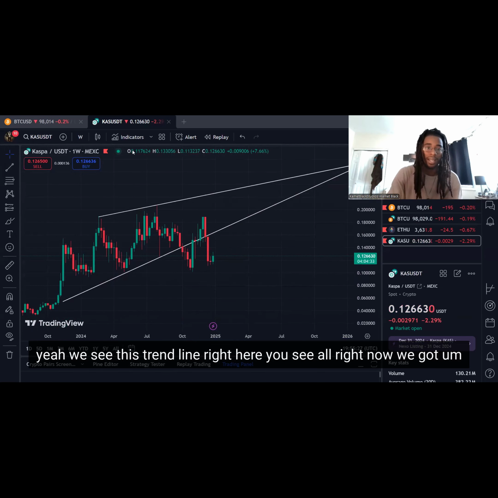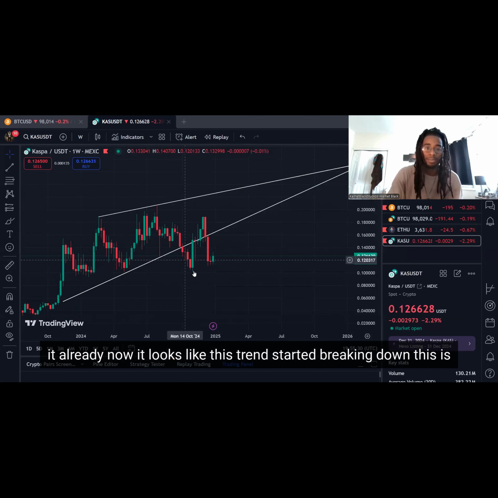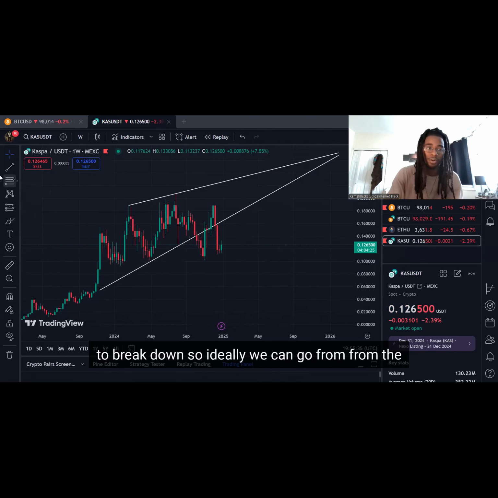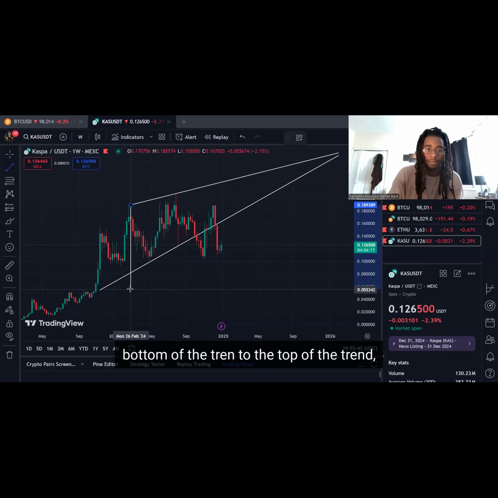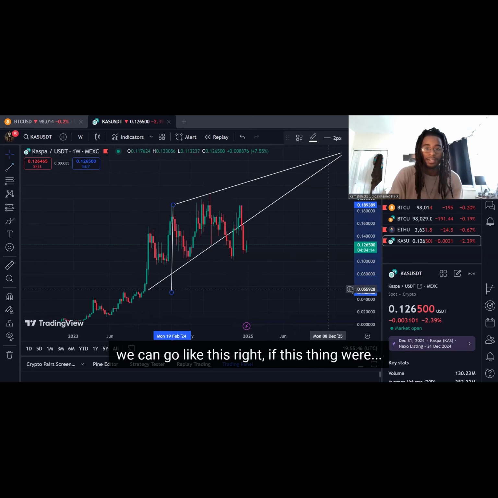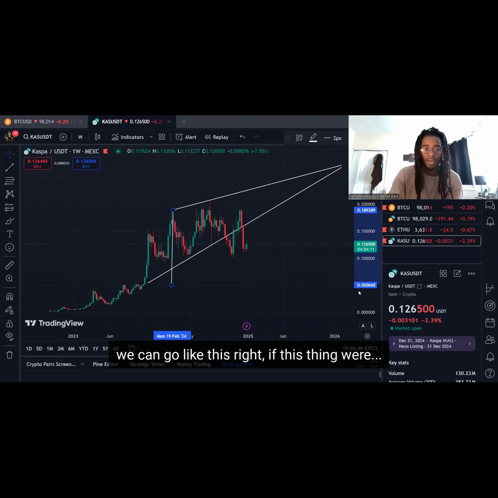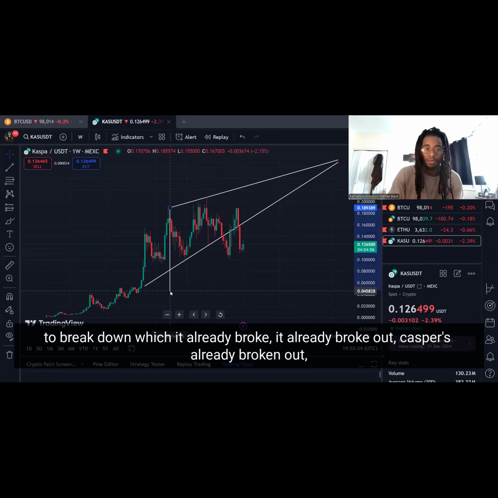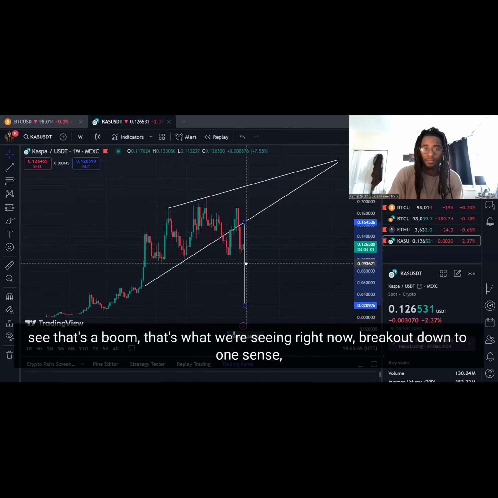You see? Now it looks like this trend started breaking down. This is an ascending triangle, and ascending triangle patterns usually tend to break down. So ideally, we can go from the bottom of the trend to the top of the trend. We can go like this. If this thing were to break down, which it already broke. Kaspa's already broken out. See? That's what we're seeing right now, a breakout down to 1 cent.